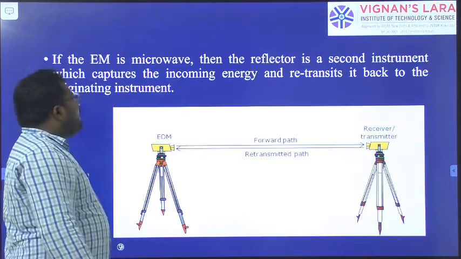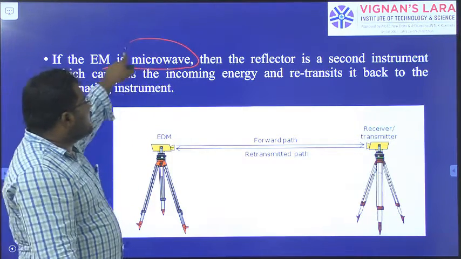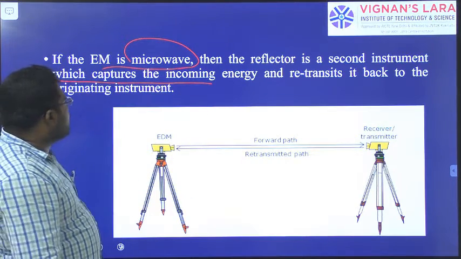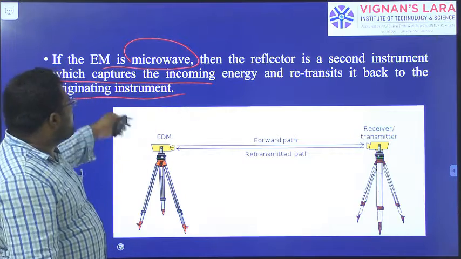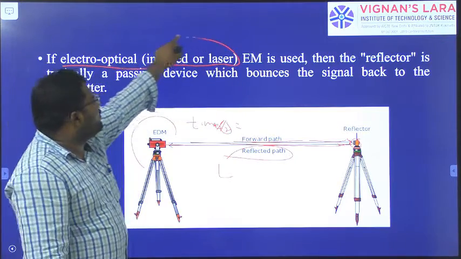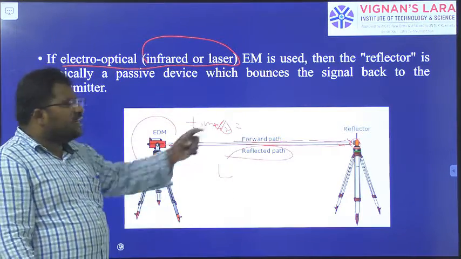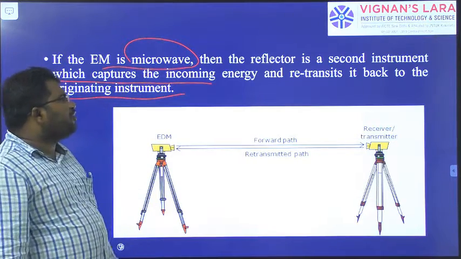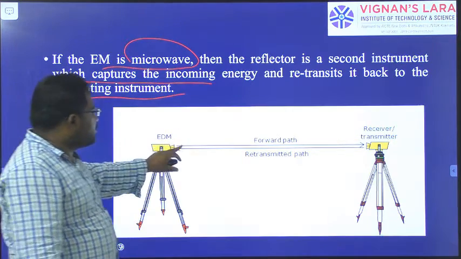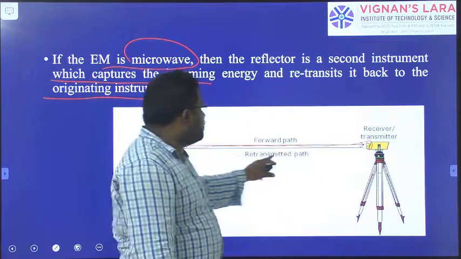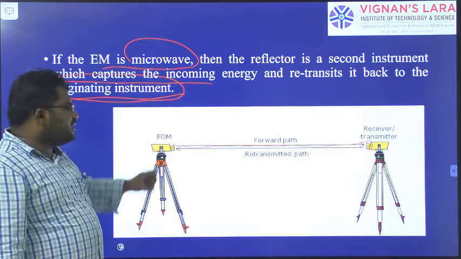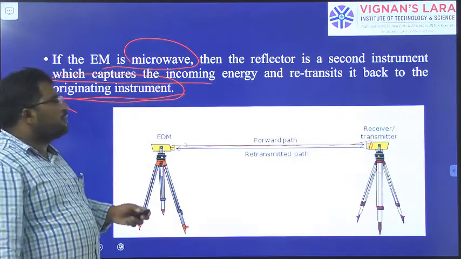Next, if the electromagnetic waves are microwaves, then the reflector is a second instrument which captures the incoming energy and retransmits it back to the originating instrument. So if you are using infrared laser rays, a reflector is enough. But if you are using microwaves, then the reflector is a second instrument which captures the incoming energy and retransmits it back so that the originating instrument receives the energy. This is the difference you have to remember.